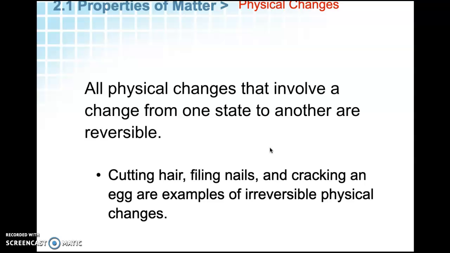But now, cutting your hair, filing your nails, cracking an egg, those are physical changes that you can't go back from. Your hair can't be reattached, your nails can't be reattached, you can't uncrack an egg. And those are irreversible physical changes.